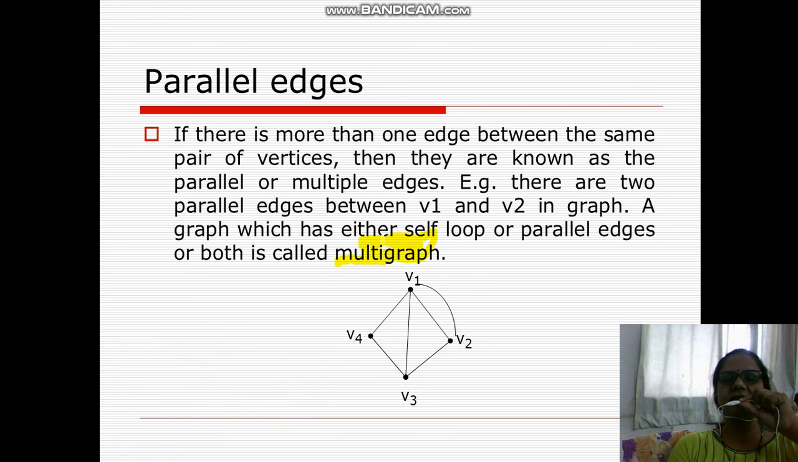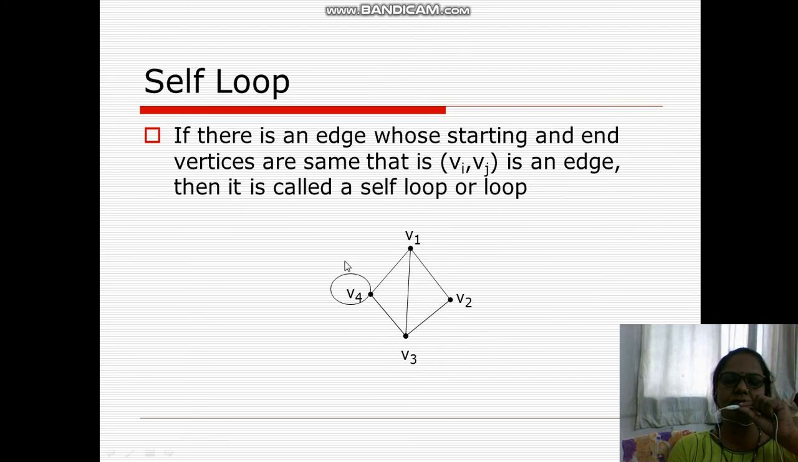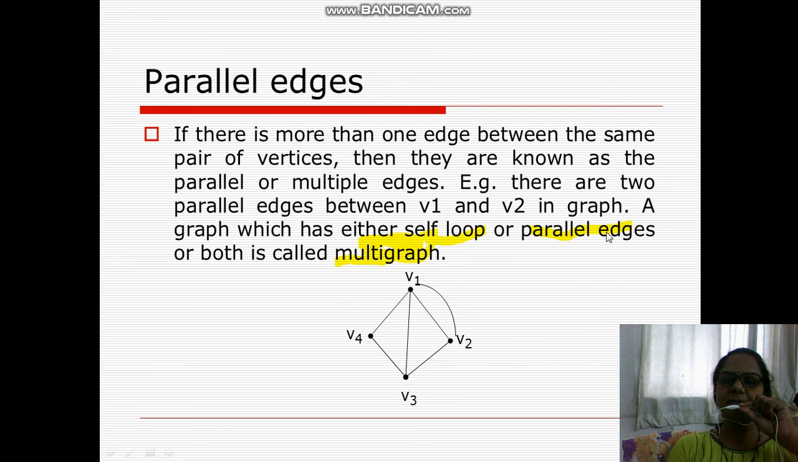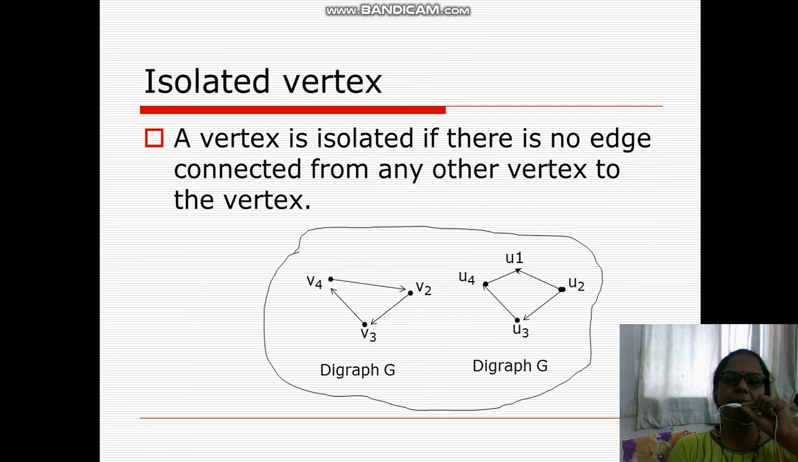So now finally, what is the definition of multigraph? A graph having a self loop or parallel edges or both is called a multigraph. What does self loop mean? It starts from a vertex and ends at the same vertex. What does parallel edge mean? More than one edge between two vertices. So this is the concept of the parallel edges.